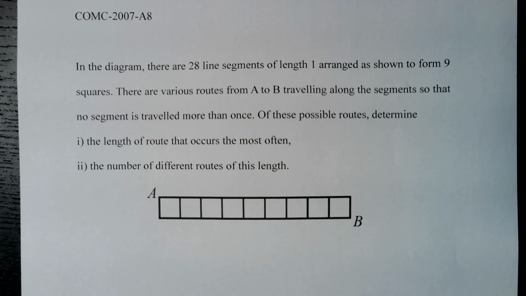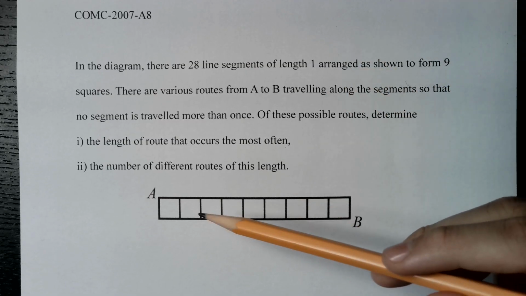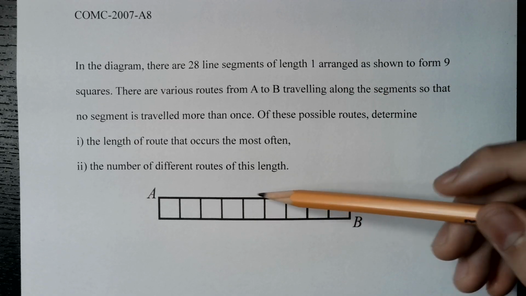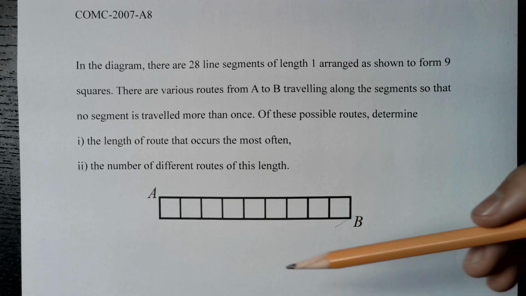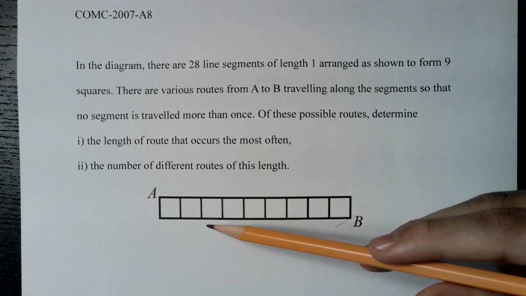Now here, if we look, we can see that there's a total of 1, 2, 3, 4, 5, 6, 7, 8, 9 squares. Let's split this into vertical line segments and horizontal line segments. We see that there's 9 horizontal line segments on top and 9 on the bottom, so 18 in total, and there's a total of 10 vertical line segments in between. The reason I'm saying this is because we need to get from A to B.